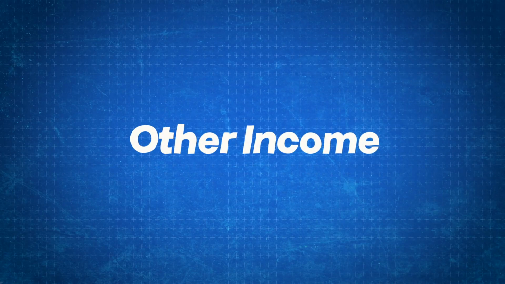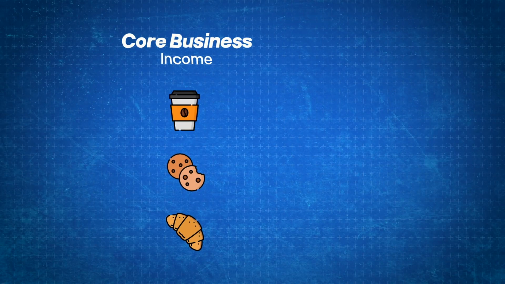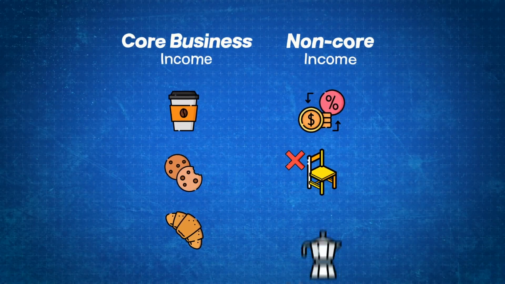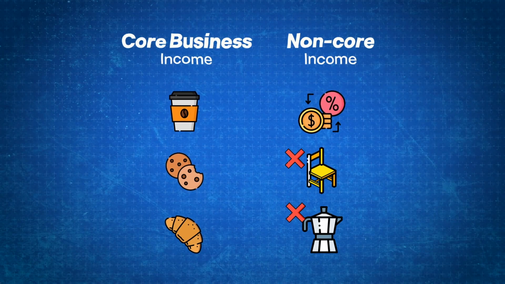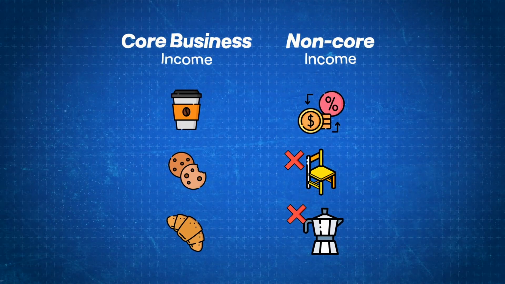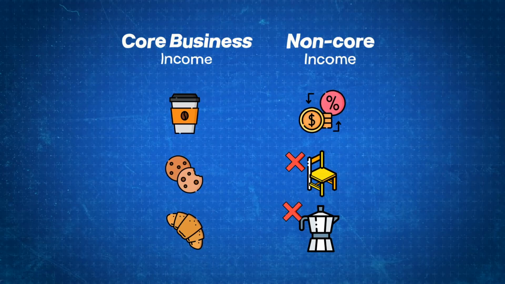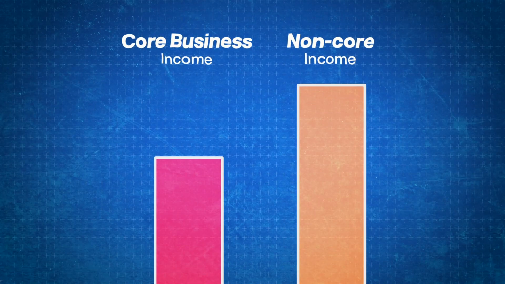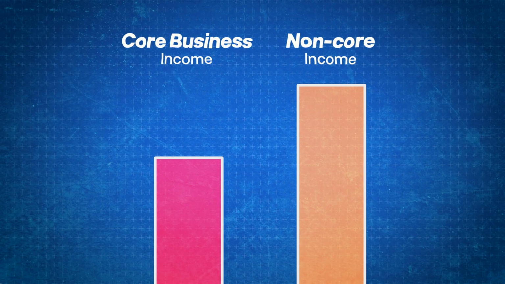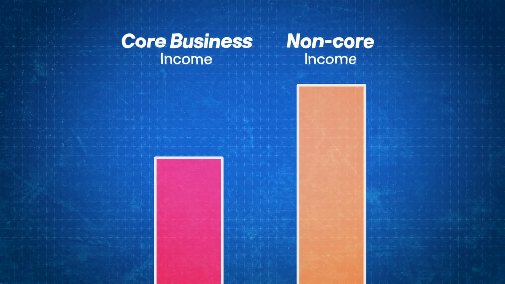Other income. The coffee seller gets some interest in the bank. That income the business can show here. Or if they sold their old machines or furniture. Basically, they can show any income here that did not come from core business. Remember, when a business consistently shows more other income than its core business income, that's not a good sign.